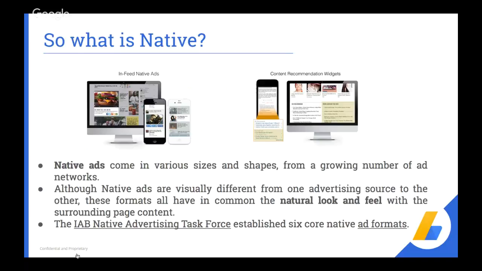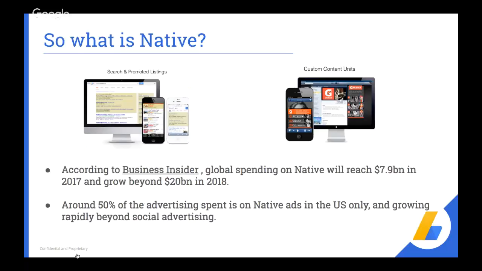The IAB Native Advertising Task Force has established 6 core native ad formats, and they are the native InFeed ads, the content recommendation widgets, the search and promoted listings, and the custom content units. All of these ad units or ad formats come in various shapes and sizes, as we said before, depending on the provider, depending on the ad network that is creating them for the market. Today we'll be focusing, of course, on the Google offering for native ad units, in particular for Google AdSense Native.